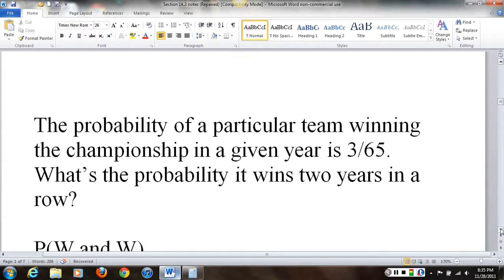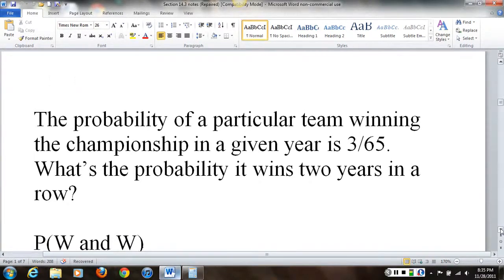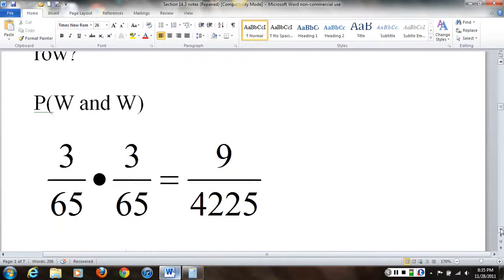The probability of a particular team winning a championship in a given year is 3 out of 65. What's the probability this team wins 2 years in a row? So again, the probability of any particular year is 3 out of 65. Neither one is dependent on the other, so we can just simply say 3 out of 65 times 3 out of 65 gives me 9 over 4225.